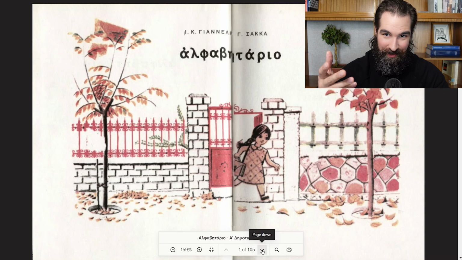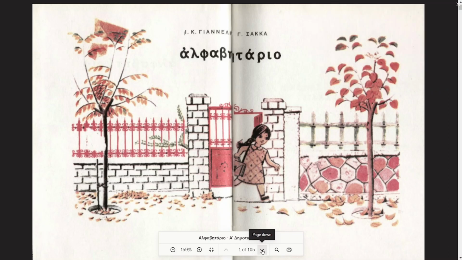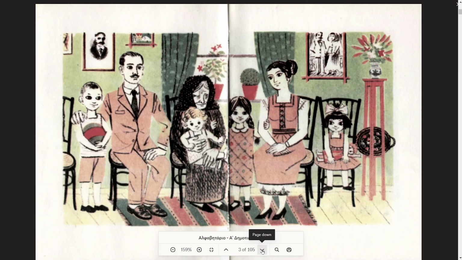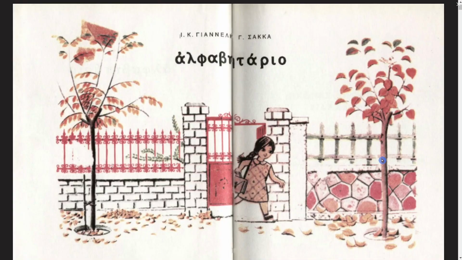So let's open up this book. Okay, so here's the book, Alfavitario. We're going to see some nice old-fashioned pictures. Here's the Greek family that we're going to meet. You'll notice it's 105 pages. We won't read all of them. We'll look at a few just to practice, because hopefully this is just the beginning of your seeing the Greek language and starting to practice.